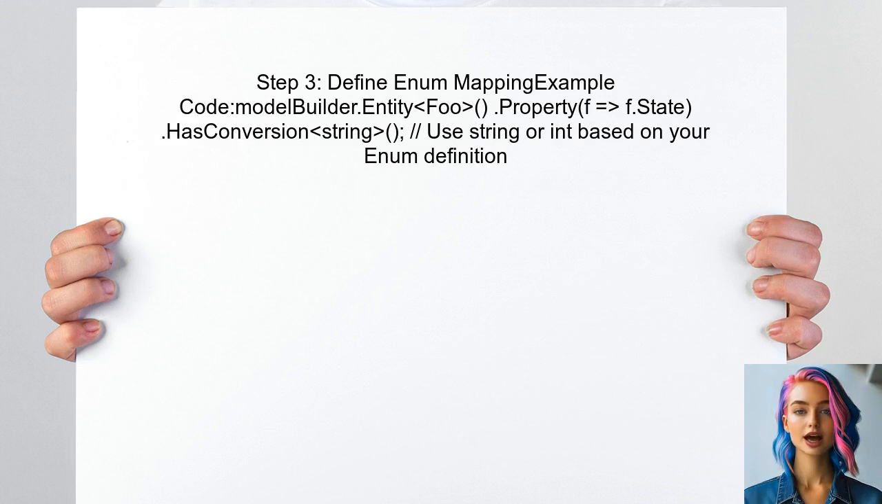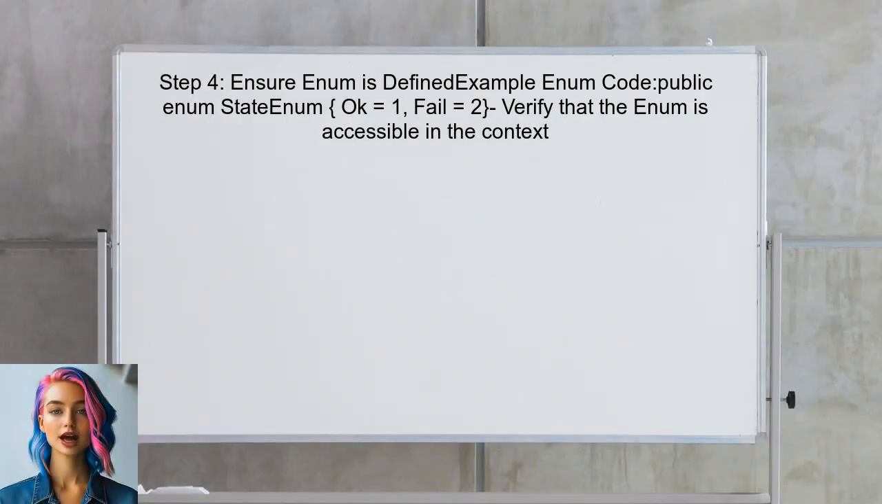Inside the OnModelCreating method, the user can use the Entity method to specify the entity type and then use the Property method to define the enum mapping for the specific field. Finally, the user should ensure that the enum is properly defined in their code. This will allow scaffold DB context to recognize it and generate the correct type in the generated classes.